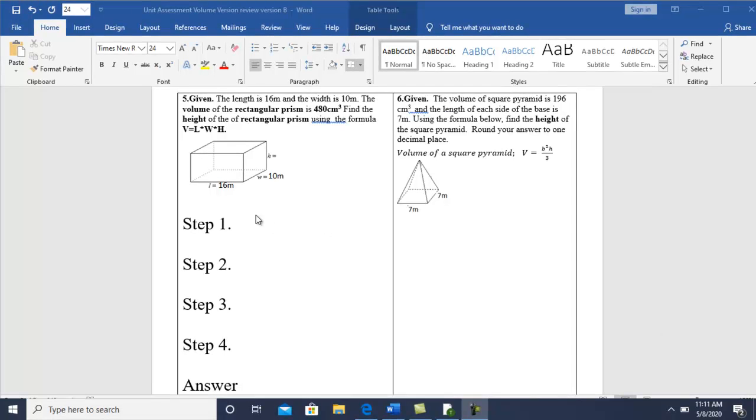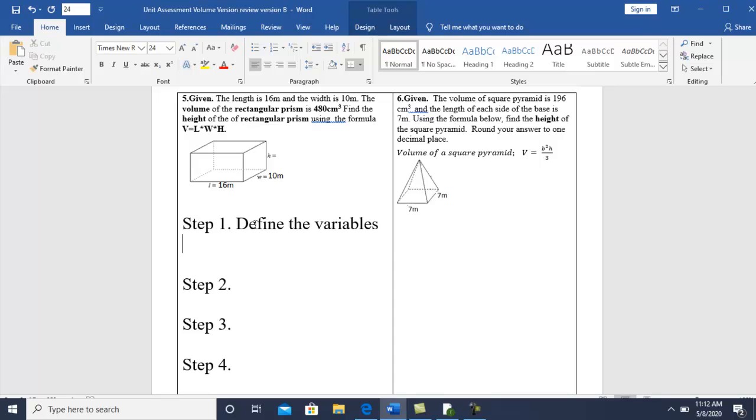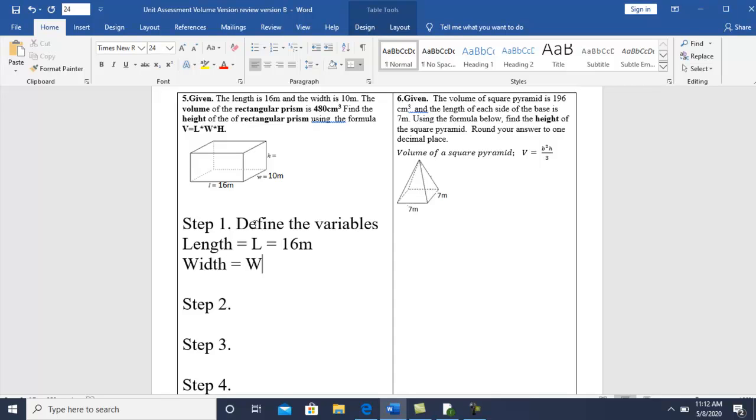Alright, so the first step we need to do is let's define the variables. Now, in the problem they gave us the length. The length is going to represent L, which is going to equal 16 meters. They gave us the width, which is going to be W, which is going to be 10 meters. They gave us the height, which is going to be H.